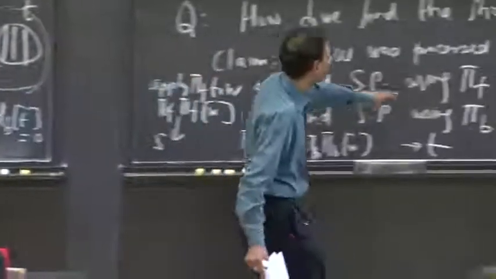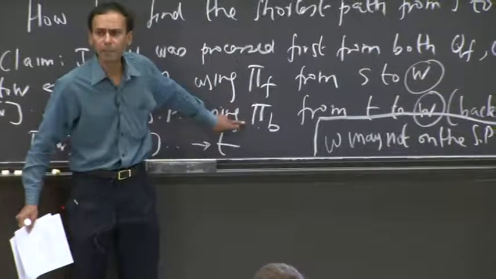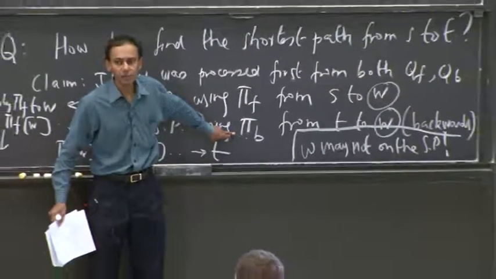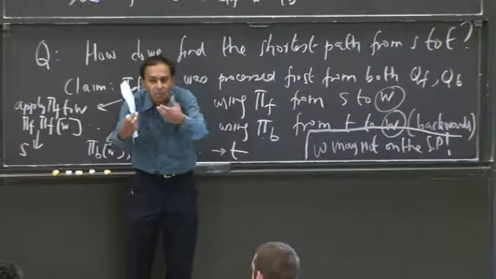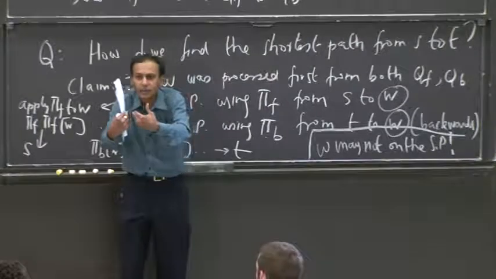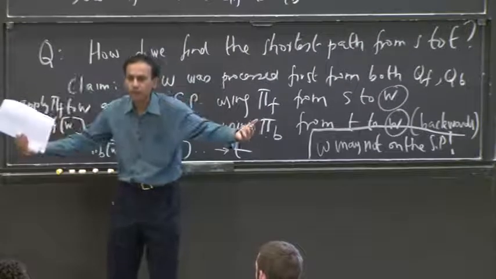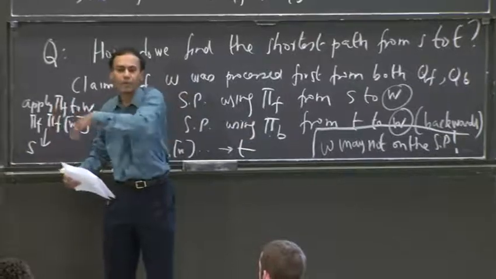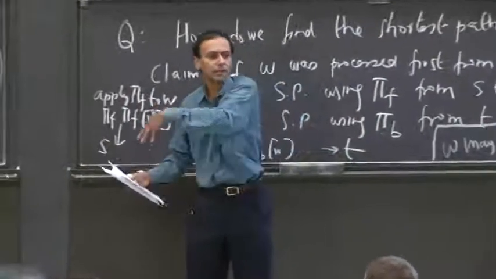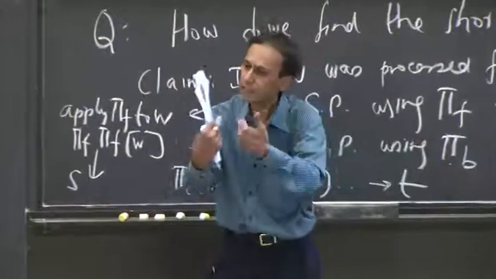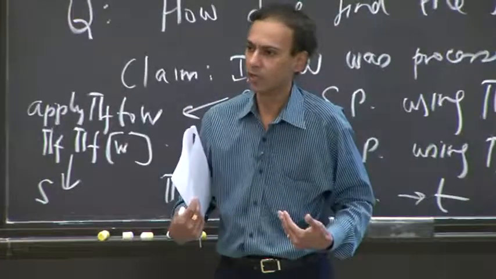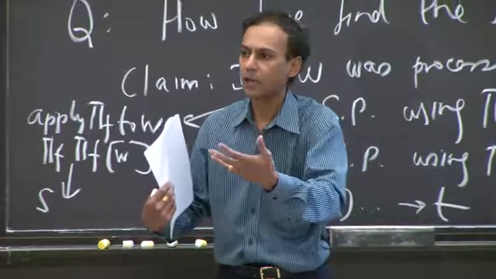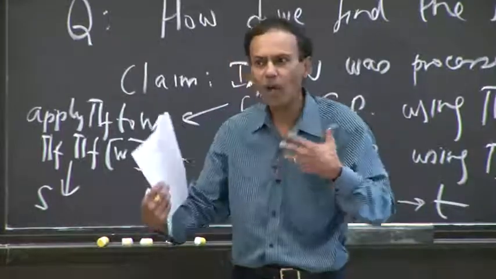We absolutely have to use both pi f and pi b. There's no getting away from that, because these two frontiers have just sort of barely collided. The instant they've barely collided, we've stopped. Okay? So we can't use pi f all the way from S to T. We can't use pi b all the way from T to S. These frontiers have just barely collided. Okay? So what happens if W is not on the shortest path? Why is that the case?